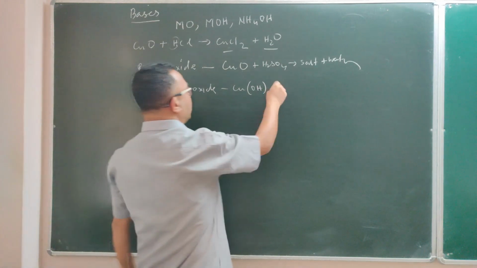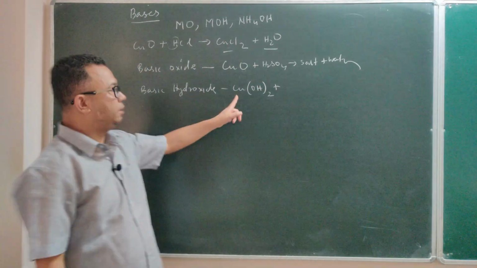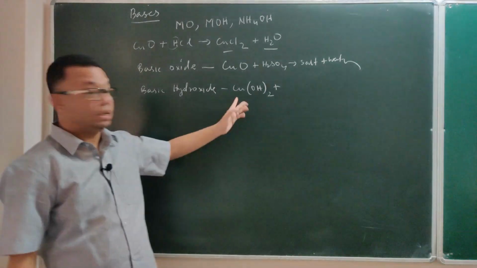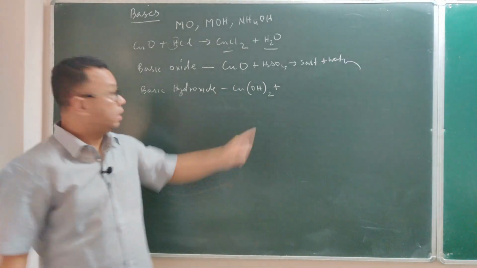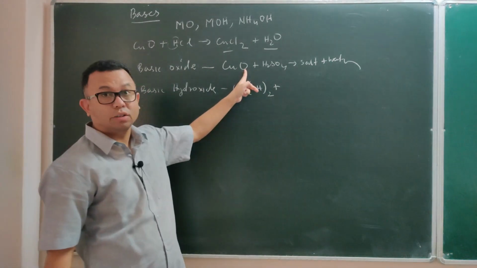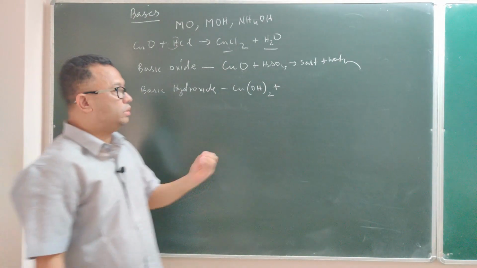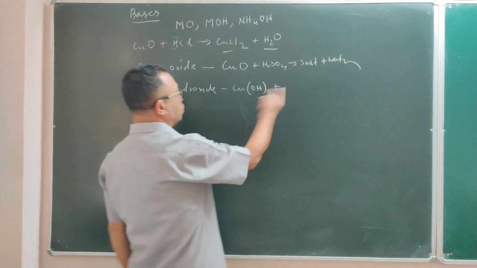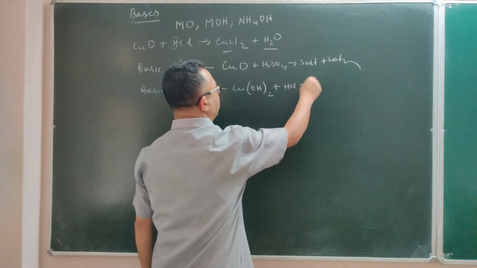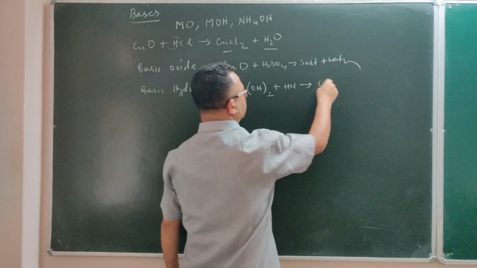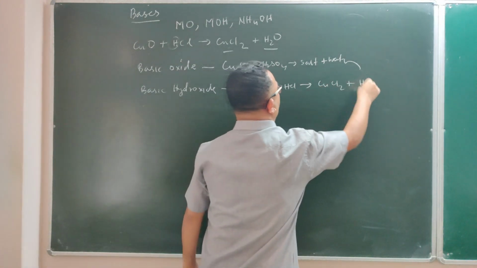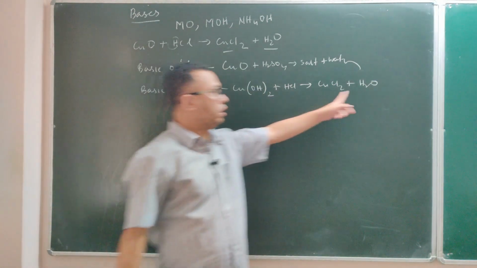Similarly, what are basic hydroxides? Basic hydroxides are those metallic hydroxides which contain the hydroxide ion, which reacts with the acid to produce salt and water. There I said oxide ion, here I am saying hydroxide ion. So copper hydroxide also, if I react it with, let's suppose, any acid, then it will give you a salt and then water. So only salt and water is produced.